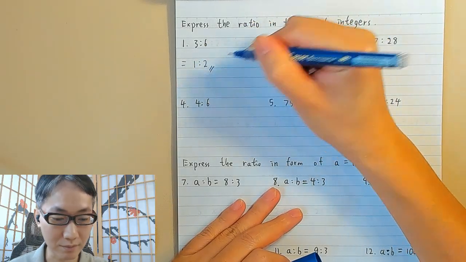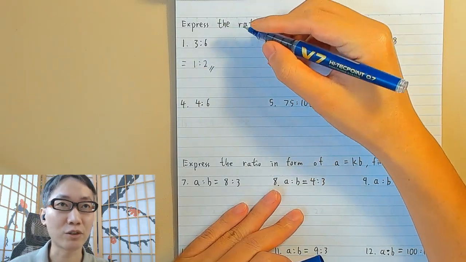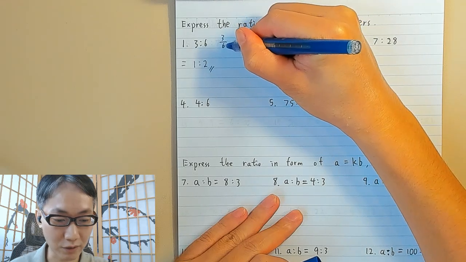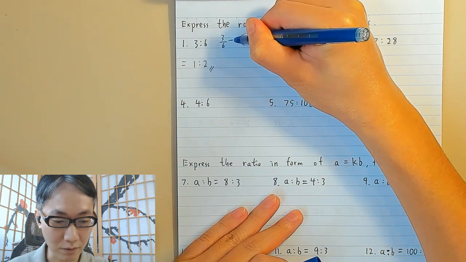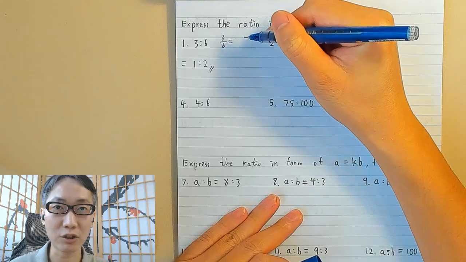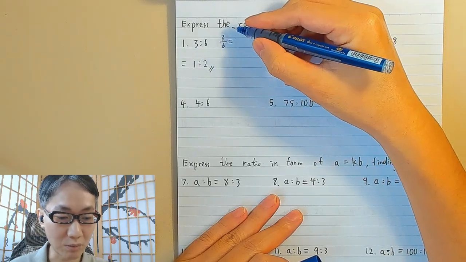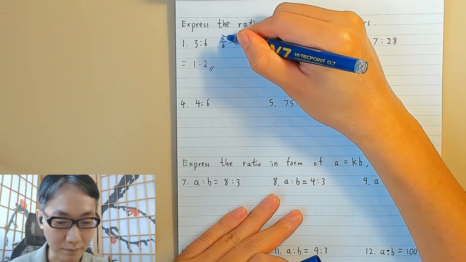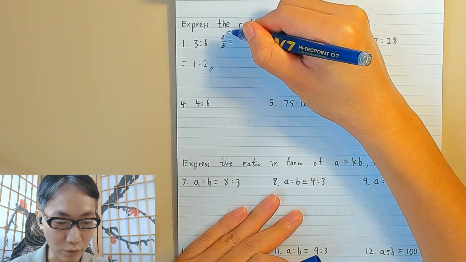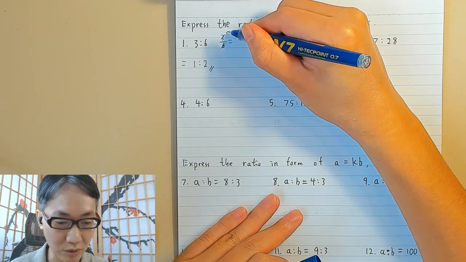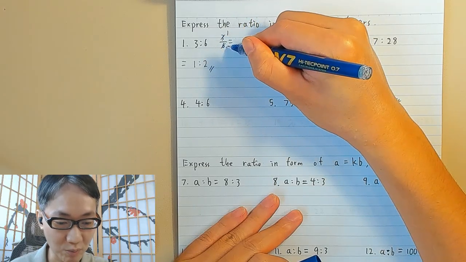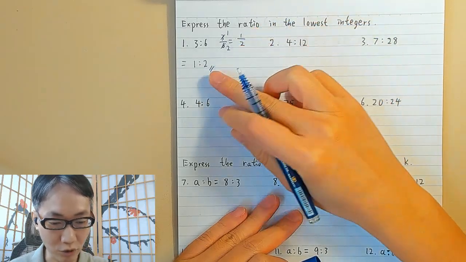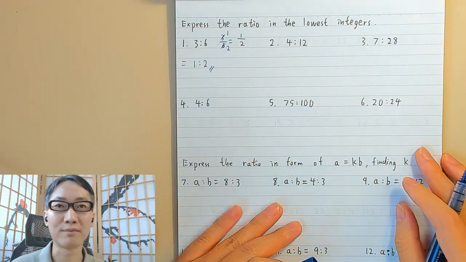Okay. So we can also do it like a fraction. So 3 to 6 can be expressed as 3 over 6. Then we do the simplification, try to get the simplest fraction, and the HCF will be 3. So we can divide both of them by 3. 3 divided by 3 will be 1. 6 divided by 3 will be 2. So there will be 1 over 2, and then return it back to ratio.